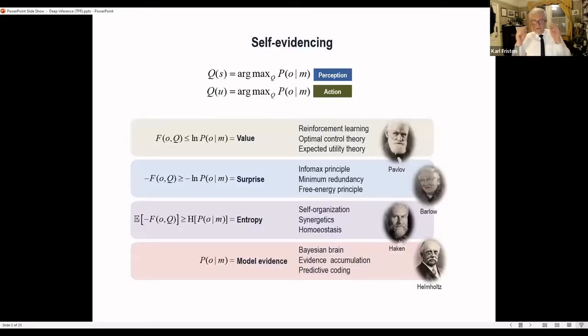Self-evidencing. What do I mean by self-evidencing? Well, the proposition here is that everything we do or think can be cast as a process of inference, and inference just is defined as changing beliefs or updating beliefs in order to maximize something called Bayesian model evidence. But let me take you on a journey to that denouement and demonstrate that this idea is implicit in many global accounts of sentient behavior, active sensing, choice and decision making.